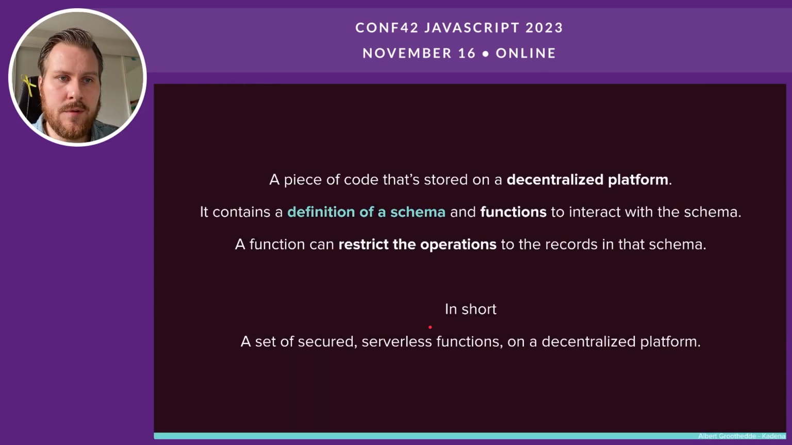So, quick recap on smart contracts. A piece of code that is stored on a decentralized platform. You could say a serverless function. It contains a definition of a schema and functions to interact with the schema, and a function can restrict these operations. How do we do that?